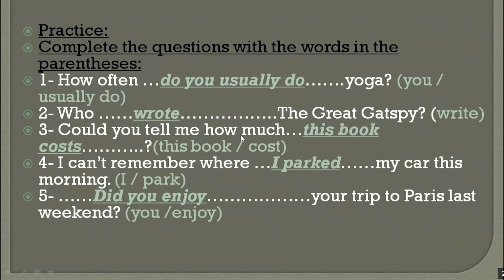Number three, could you tell me how much this book costs? That's an indirect question. We're not going to use the question form here because the question is this part. Could you tell me? Not that part. So this part is going to take the form of a sentence, not the form of a question. So we're not going to say how much does this book cost. That would be wrong.